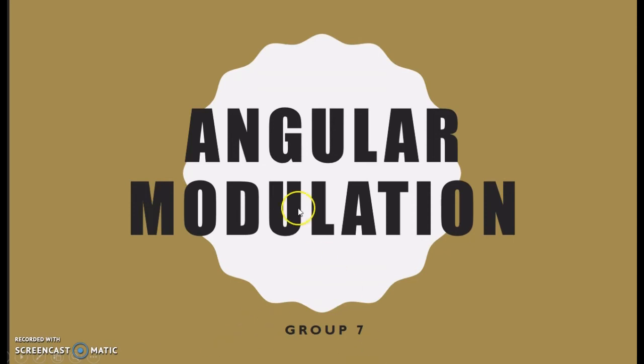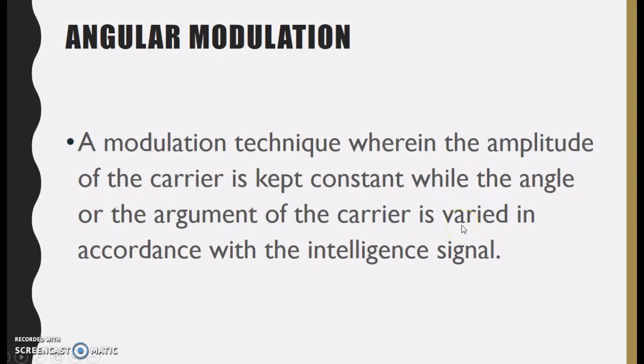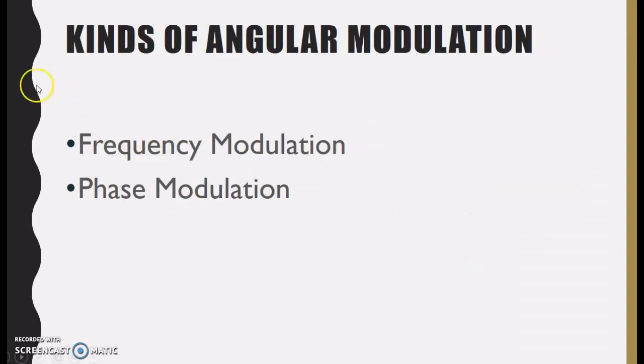And today we will be discussing angular modulation. Angular modulation is a modulation technique wherein the amplitude of the carrier is kept constant while the angle or the argument of the carrier is varied in accordance with the intelligence signal. The term modulation here simply means the exertion of controlling influence onto something. There are two kinds of angular modulation, the frequency modulation and phase modulation.